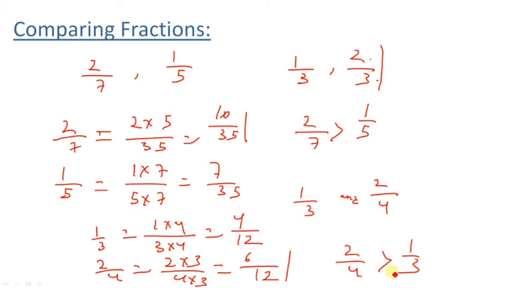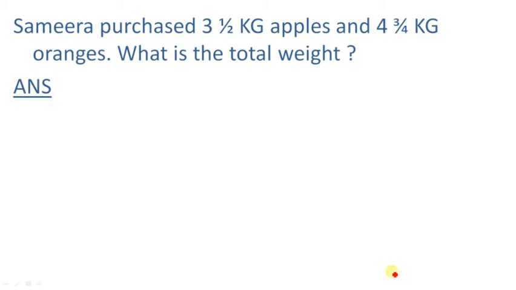Now let us see some examples. In these examples we will learn how to add and subtract. What is the question? Samira purchased 3 whole 1 by 2 kg of apples and 4 whole 3 by 4 kg of oranges. What is the total? When we find the total, we have to add.